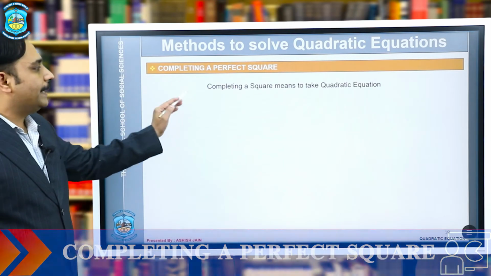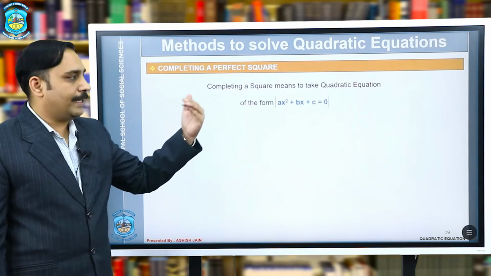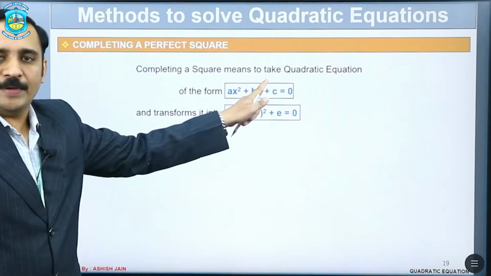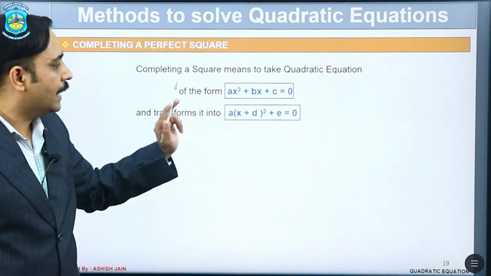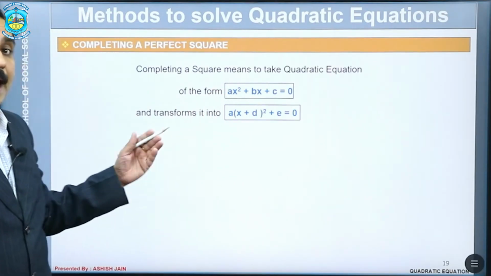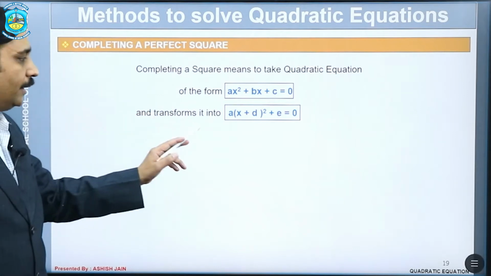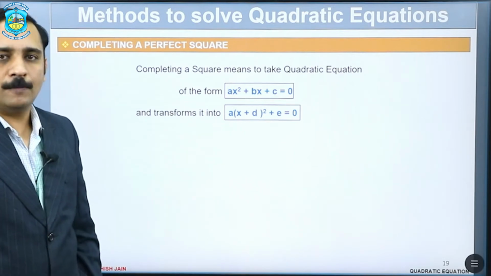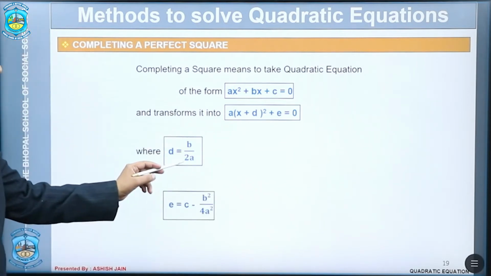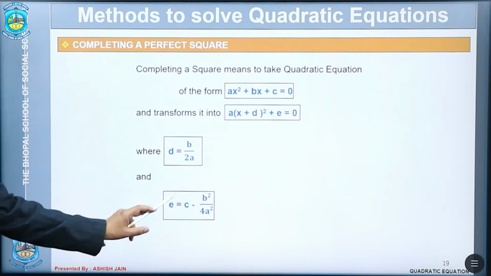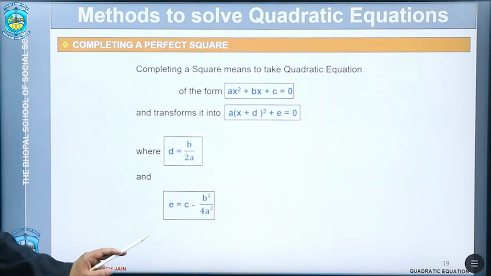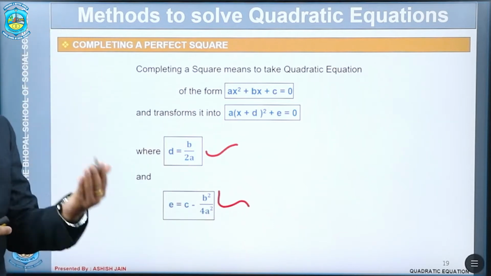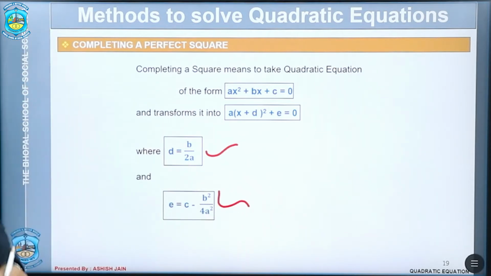So here, completing a square means to take a quadratic equation of the form ax square plus bx plus c is equal to 0. We know that the general structure of quadratic equation is ax square plus bx plus c, and what we do, we transform it into a (x plus d) whole square plus e is equal to 0, where the value of d is b upon 2a and the value of e is c minus b square upon 4a square. There is no need for you to remember all these things. We will see how we solve this using some different methods.